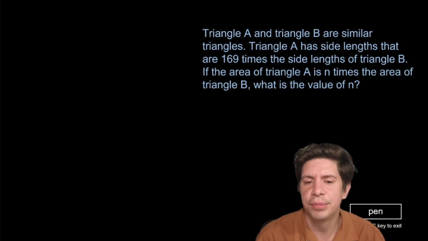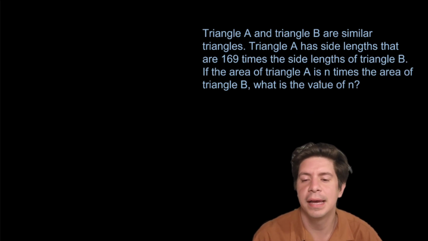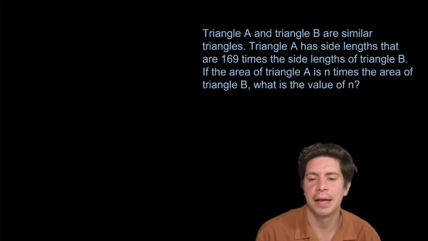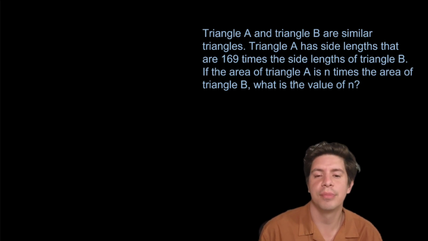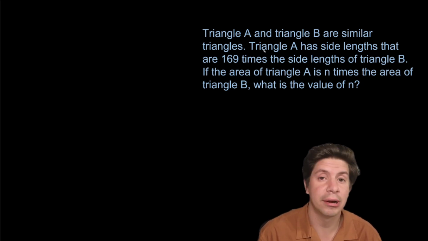Triangle A and triangle B are similar triangles. Triangle A has side lengths that are 169 times the side lengths of triangle B. If the area of triangle A is n times the area of triangle B, what is the value of n? Okay, so what you need to remember here is that when we have a side length multiple, to find area, we square that side length.